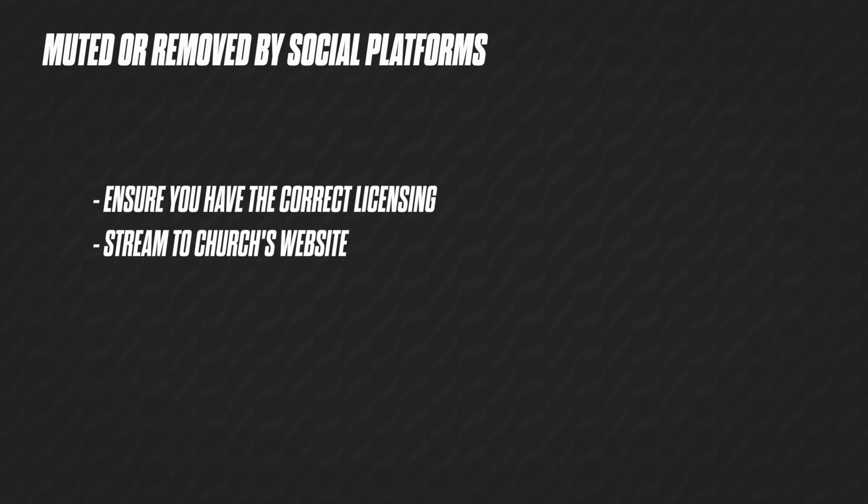Sites such as Soundstripe, Epidemic Sound, Artlist, and MusicBed allow you to download and license music to use for streaming. Finally, the only true way to make sure your stream doesn't get muted or shut down due to Facebook or YouTube is to stream to your church's own website, although it can take more time and money to set up.